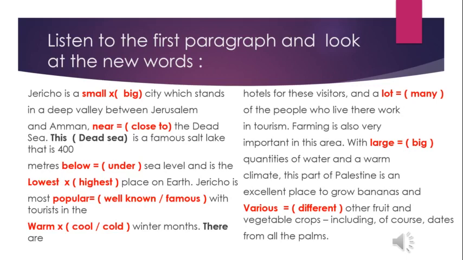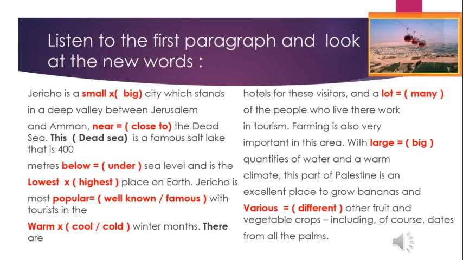With large quantities of water and a warm climate, this part of Palestine is an excellent place to grow bananas and various other fruit and vegetable crops, including, of course, dates from all the palms. Okay, this is the first paragraph.